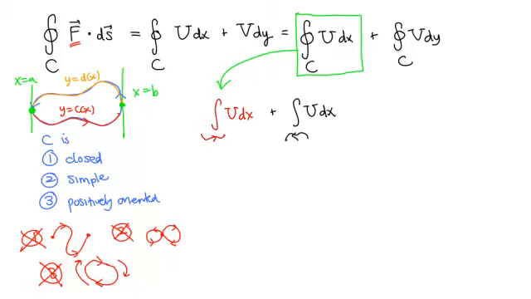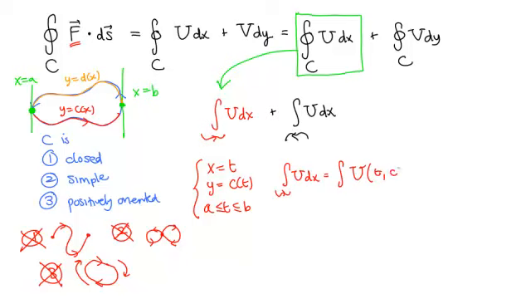Let's focus on the bottom arc first, because the bottom arc is pretty easy to parameterize. Since it's the graph of a function, we can use the usual parameterization t equals x and y equals c of x, or c of t, and then this parameterization will be valid. Well, let's see, the leftmost x value or t value is a, and the rightmost t value or x value is b. So this would become our parameterization. And so the integral over this bottom segment of u dx is going to be the integral of u evaluated along the curve, t comma c of t, times the derivative of the x term, which is just 1, dt, evaluated from a to b.